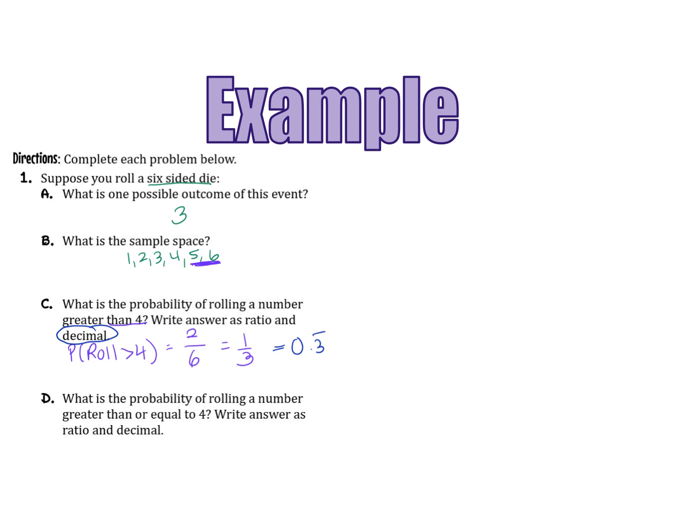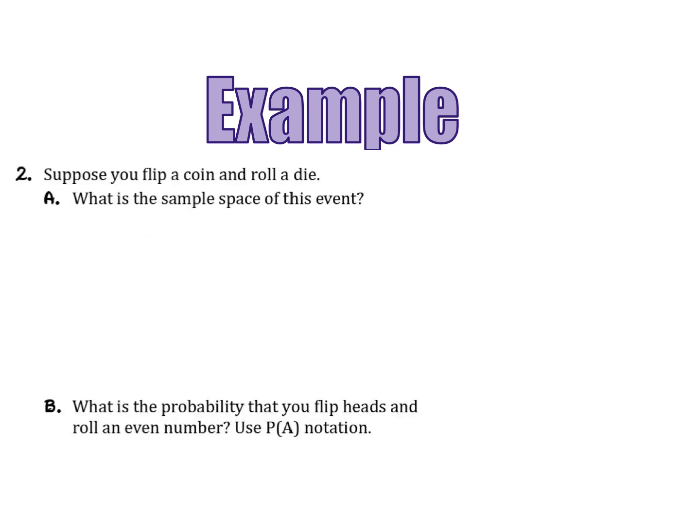For the last example, it says greater than or equal to 4. So I'm going to write P, parentheses, roll greater than or equal to 4. And now that just means I'm going to include one more number. There are still 6 total outcomes, and now 3 of those 6 outcomes meet the needs that we're being asked for. 3 over 6 is going to simplify to 1/2, and if we write this as a decimal, that would be 0.5. Now let's go ahead and look at another example where we have more than one thing happening at a time. Okay, here we go.